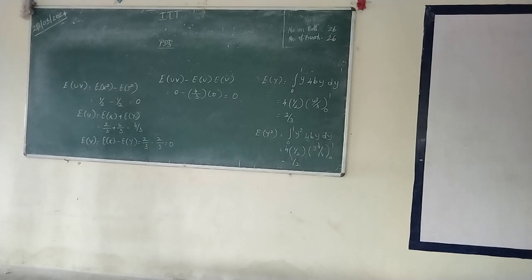So uncorrelated means what you are supposed to prove? Covariance is equal to 0. If covariance is 0, it is automatically uncorrelated. If the question is, show that if x and y are independent, what will you do? Say covariance is equal to 0.